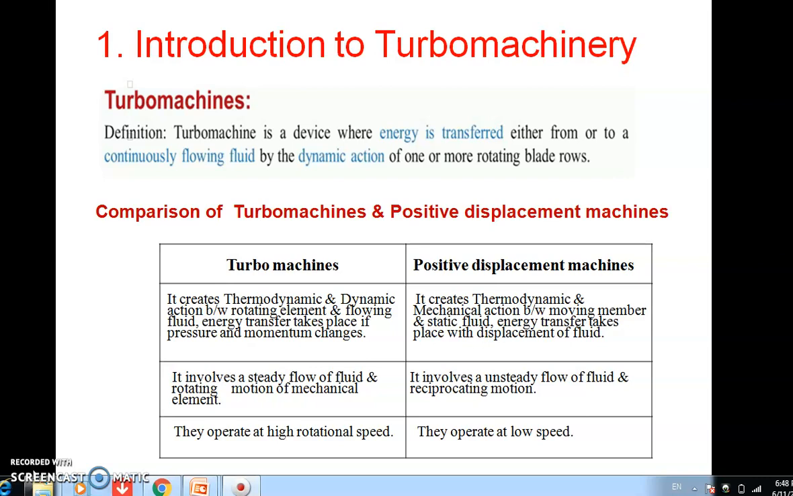It is also called a rotodynamic machine because of this dynamic action. Now, what do you mean by dynamic action? Here we are going to use some rotor type of mechanisms, or rotors, which are not generally used in positive displacement machines. If you remember, you might have studied positive displacement machines in your thermodynamics course.